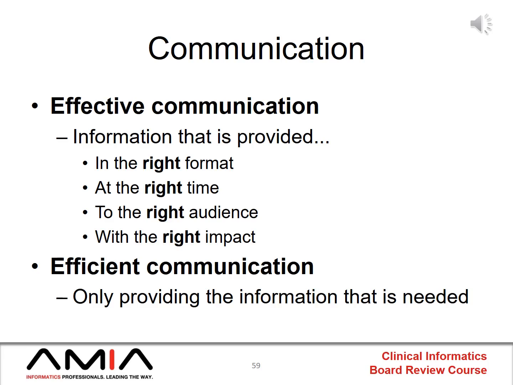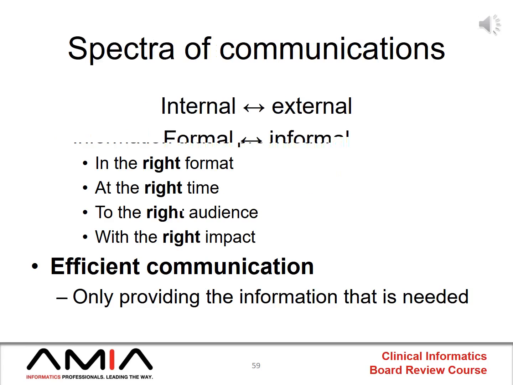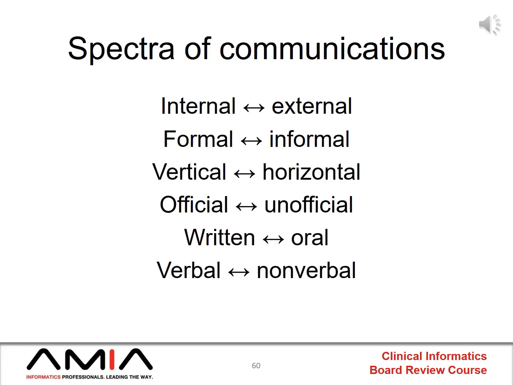Efficient communication is providing only the information that is needed without extraneous information that doesn't contribute meaningfully to the passage of information from one person to another. There are multiple spectra of communications, and these spectra, when you evaluate them for the specific communication that you are planning, can have an impact on how and when you decide to communicate information. So for example, if you're creating an internal memo versus a piece of information that you're going to put on your public website, the language that you use and the information that you provide may be different.